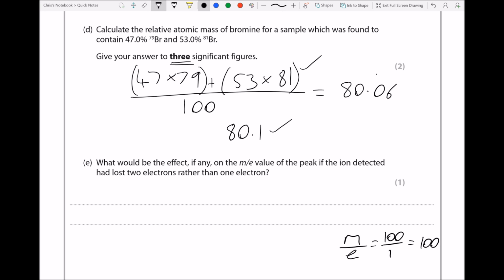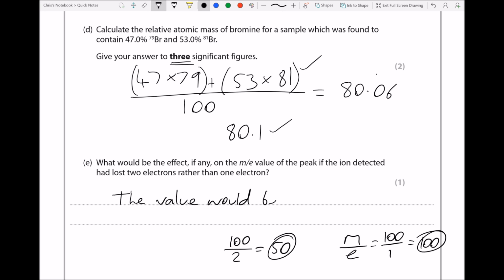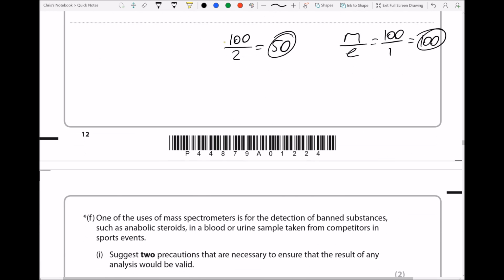But let's say we had that same mass of 100, but it's lost 2 electrons, so it's got a double charge on it. That's now going to turn that into 50, and you get a peak at 50 instead of at 100. So the effect would be halved, as you can see. So the value would be halved. Okay, right, nice and straightforward, I hope so anyway.